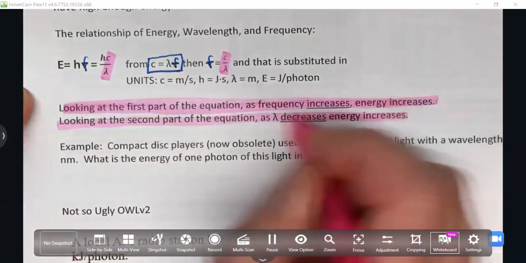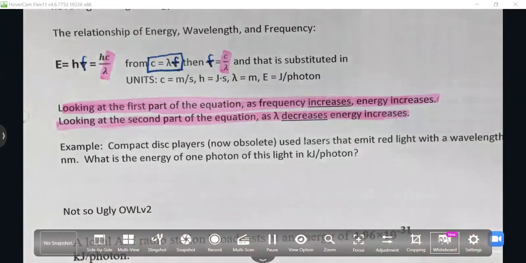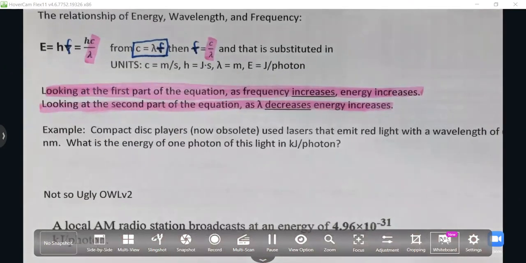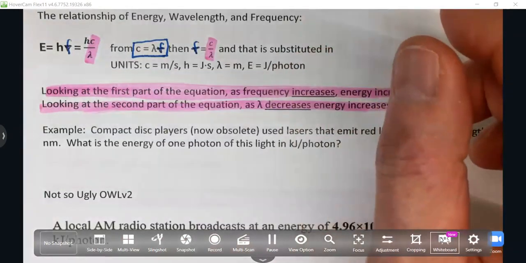Okay, so let's get to where an OWL type equation, and I've got an OWL question here. Compact disc players, now obsolete. I think everybody in here has seen a CD, yes? How about a VHS tape? VHS tape? The day's coming though. Okay.